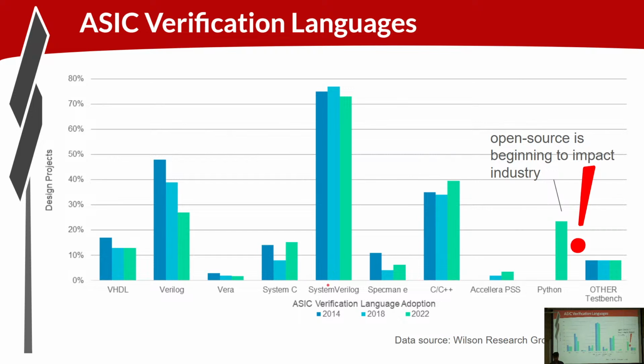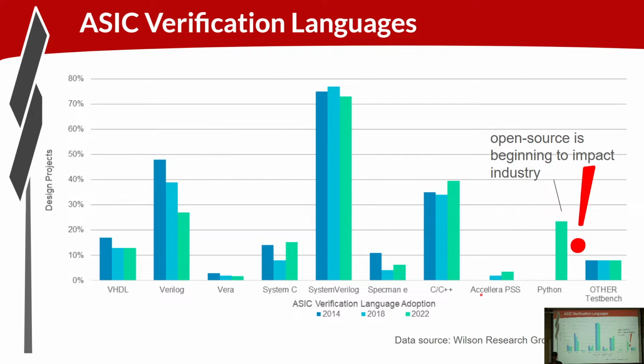And then System Verilog came along and took the lion's share of that. And these other ones, SpecMan E, Vera, popped up and then kind of never took off in full. PSS is the portable stimulus standard that I was mentioning. And I think the most interesting one here is this bar, which is Python. So what is it, CocoTB, I guess.